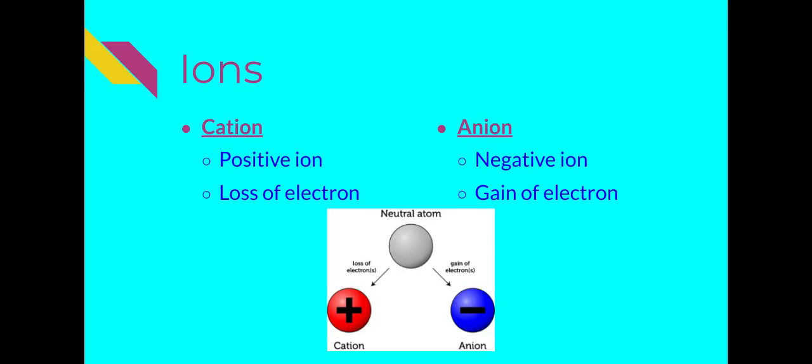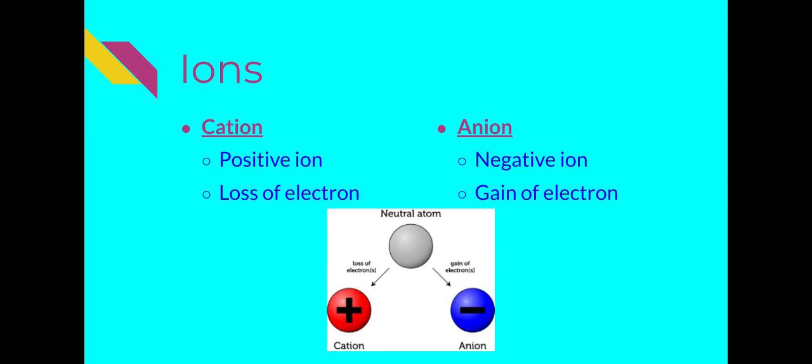A way to remember that cations are positive is cats have paws, positive. A cation has lost an electron, which makes it positive because now it has one more proton than electron, which means that proton's positive charge is going to be throwing it off balance. So now you have cations that are positive.